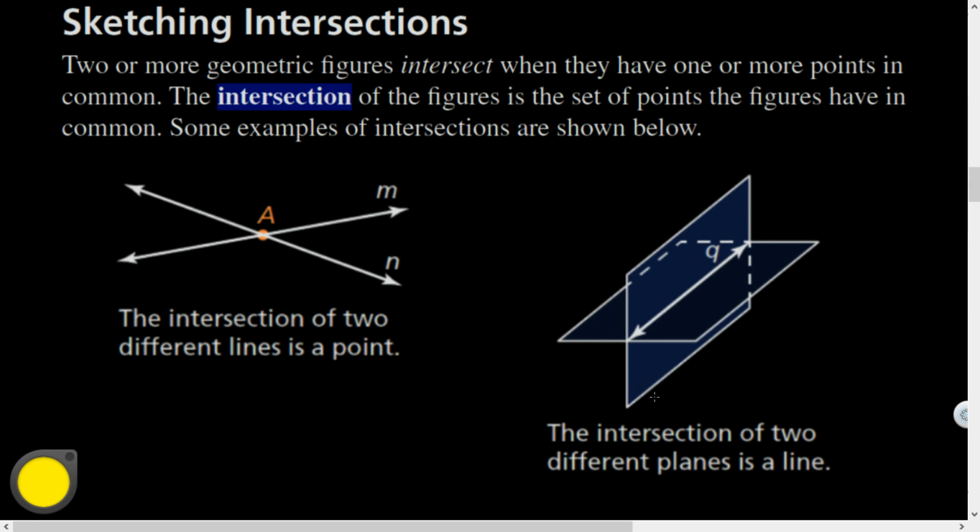And then two planes, you kind of draw two parallelograms here. Two planes intersect to form a line. So there you go, that's all we'll get to today.